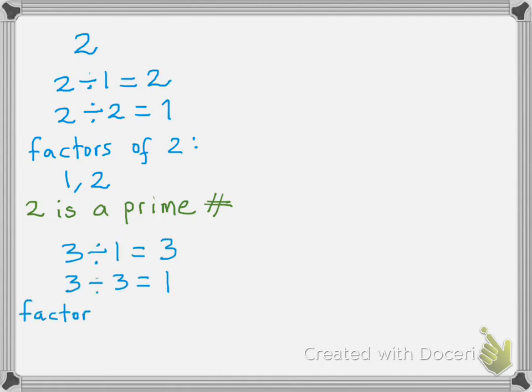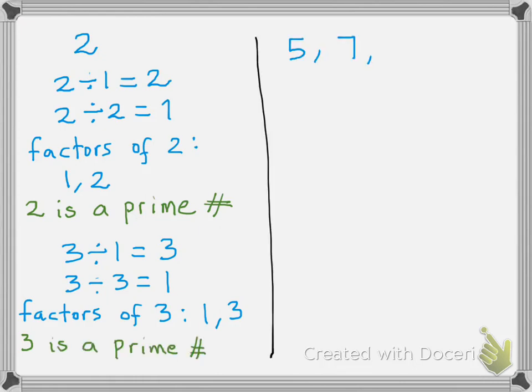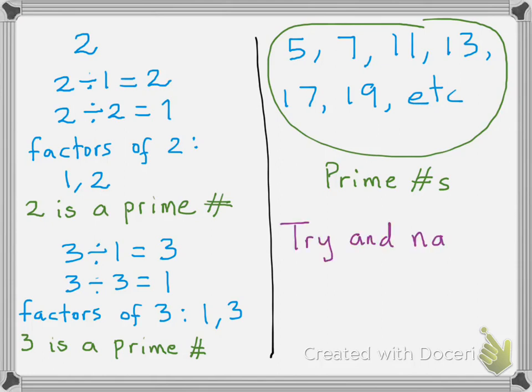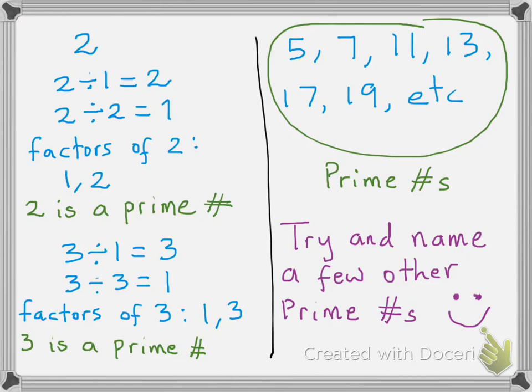Another example of a prime number is the number 3. 3 is a prime number because it has only 2 factors, itself and 1. Similarly, 5, 7, 11, 13, 17, and 19 are all prime numbers. They have 2 divisors each, themselves and 1. So why don't you try and name a few other prime numbers? Perhaps you can come up with a few yourself.